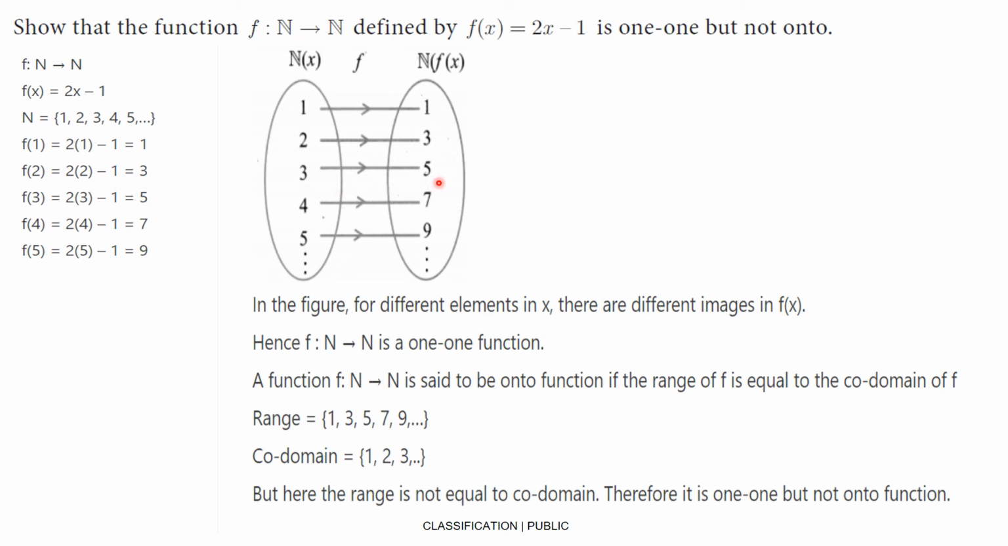But what is an onto function? Range is equal to codomain. But the codomain elements are natural numbers 1, 2, 3, 4, 5, etc., while the range is 1, 3, 5, 7, 9 only, and it also goes on. So here the range is not equal to the codomain. Therefore this function is one to one but not onto. Understood?